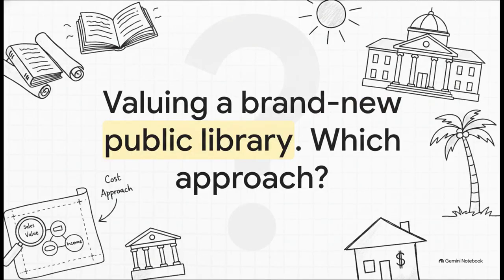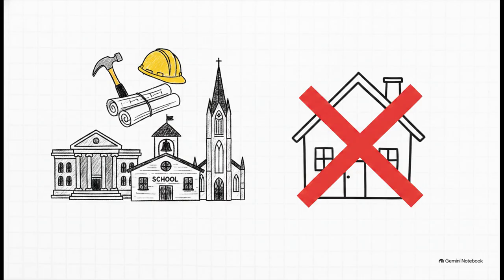Question 3. Let's test your approach selection. An appraiser is valuing a brand new public library. Because it's a library, no comparable sales exist in the market. Which of the 3 appraisal approaches should they use? Pause and make your selection. The answer is the cost approach. Remember that matching game we played earlier? The cost approach is the absolute primary method for valuing unique special purpose properties, like libraries, schools, and churches, as well as brand new construction where real-world comps simply do not exist yet.